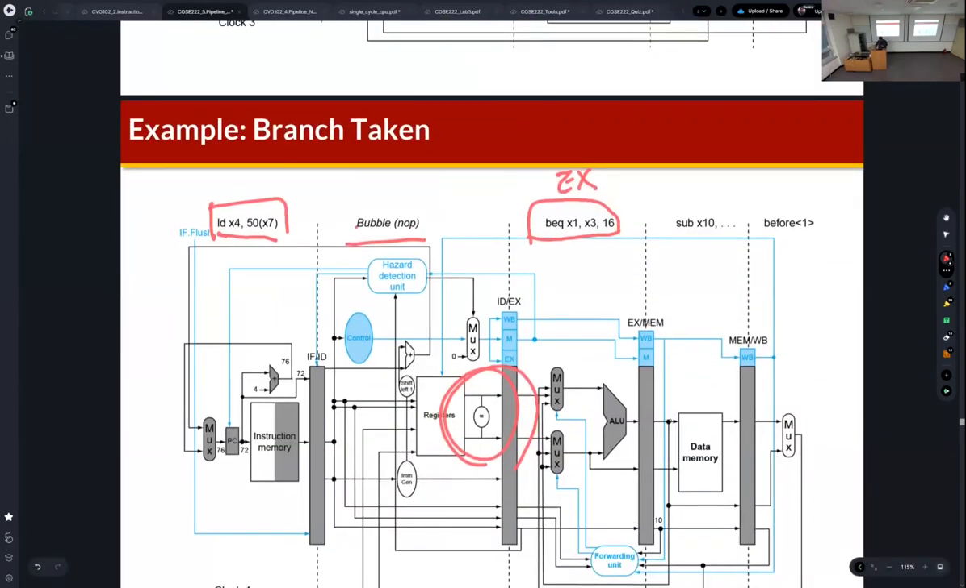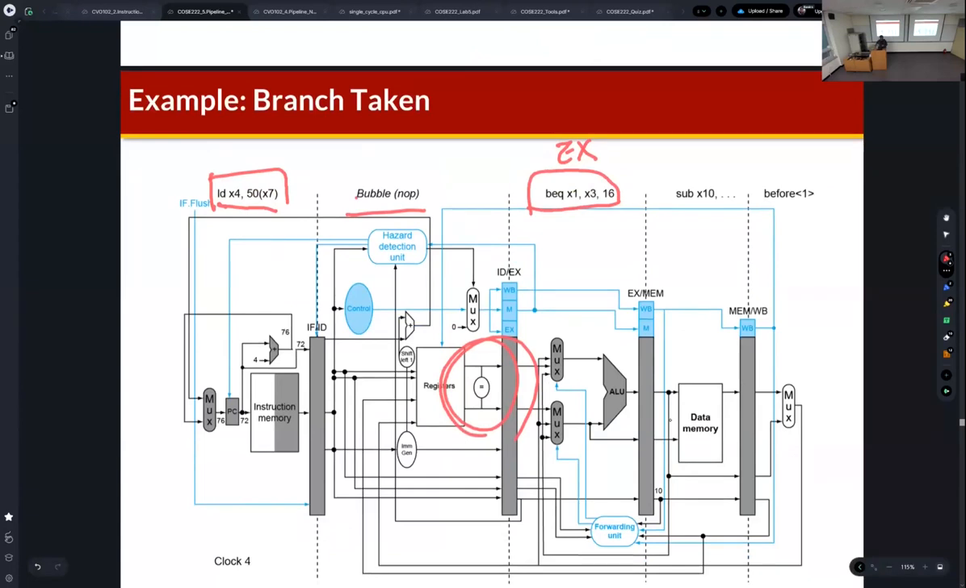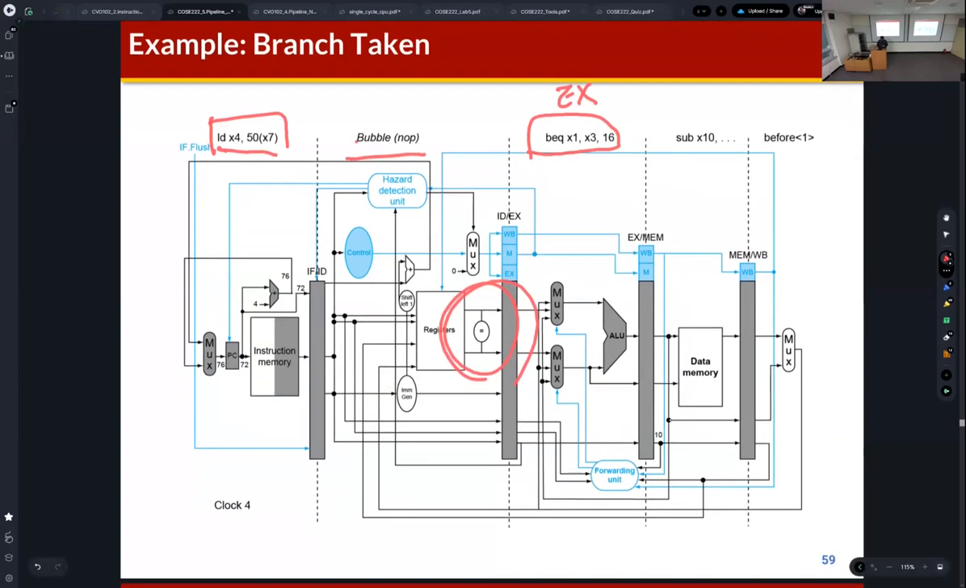Actually, I like the design in RISC-V. Branches are determined in the ID stage by dedicated branching hardware. I like this design better because BEQ reads X1 and X2. So BEQ reads two source registers from the register file, and then it is checked in the ID stage.